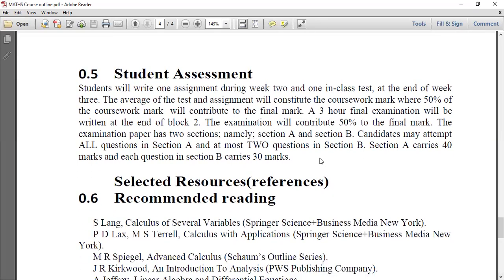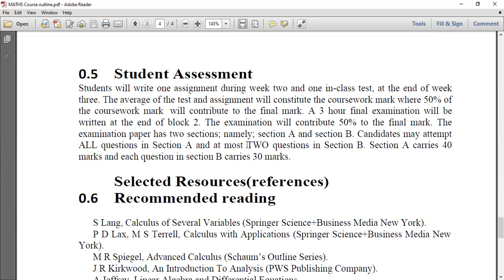I will explain more on the examination at the end of all the lectures. But the exam is going to have two sections, section A and section B. Section A, you answer all questions. Section B, you're supposed to choose 3 questions from a total of 5. So section A will carry 40 marks, section B will carry 60 marks, which means 20 marks each.